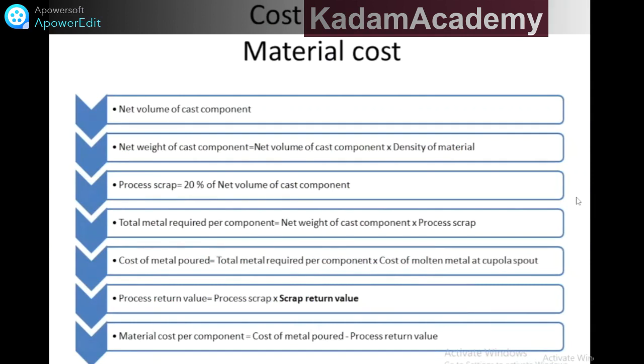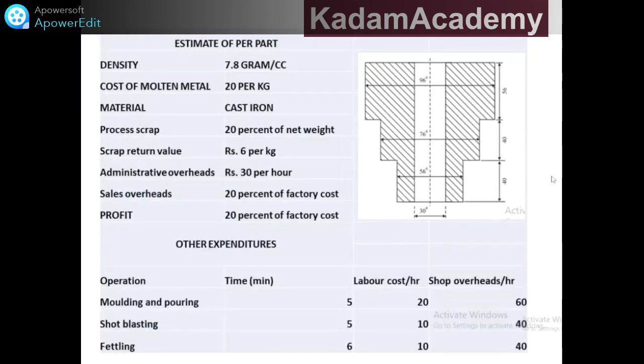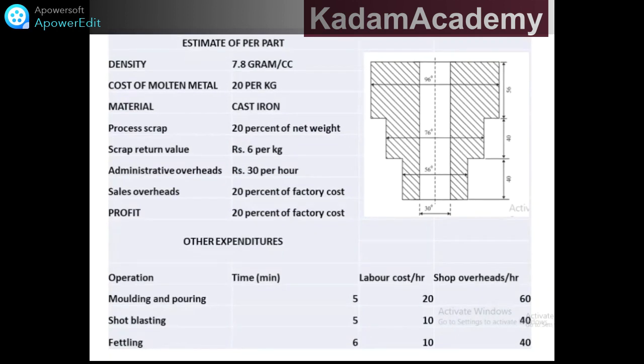So let us go back to the drawing. This is our drawing. All the dimensions are in mm. Can anyone tell me how to find out the volume of this component? So how to find out the volume of this component by hand calculation? Yes, can anyone tell me how to find out the volume of this circular component?